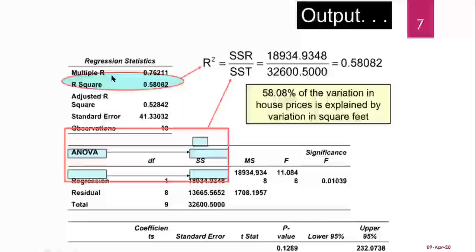If you get the summary of the lm model that you have computed through R, you will find that R square is there, and R square is basically SSR by SST. Percent of the variation in the house price is explained by the variation in square feet.